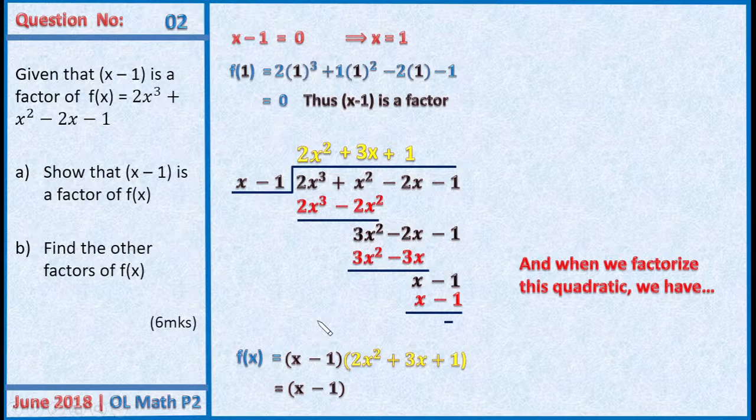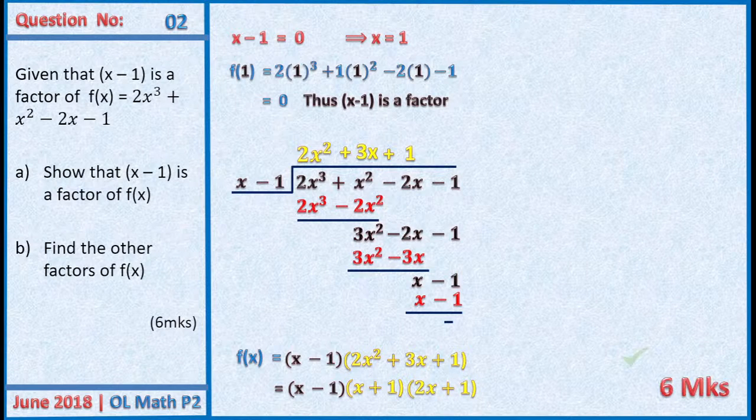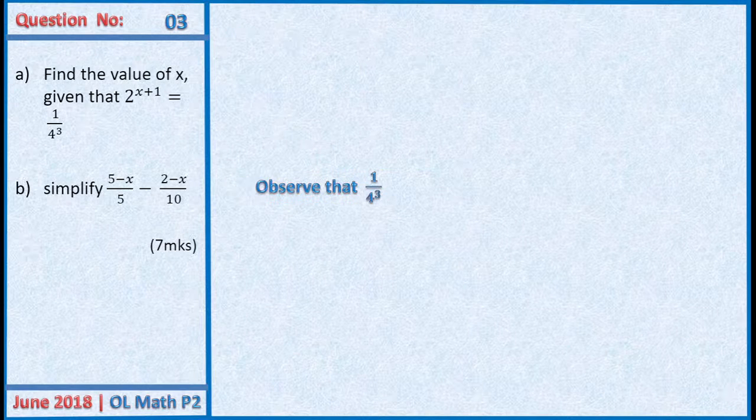All right, so now we move to the next question. The next question is question 3. Find the value of x given that 2 to the power x plus 1 equals 1 over 4 to the power 3. So what do we do to solve this one? Any ideas from you? Terence, any ideas?